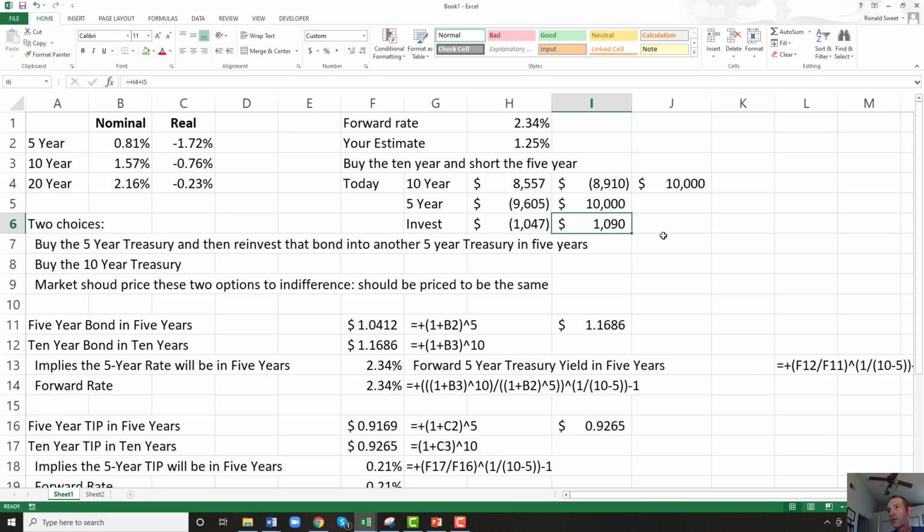That's if the bond market were correct. So I can't prove to you that you're really indifferent between these two, given what the current break-even rate is. But you're essentially coming out okay. You get 1,047 in this transaction. It's going to cost you 1,090 in 5 years. Essentially, you're going to make the risk-free rate doing that.